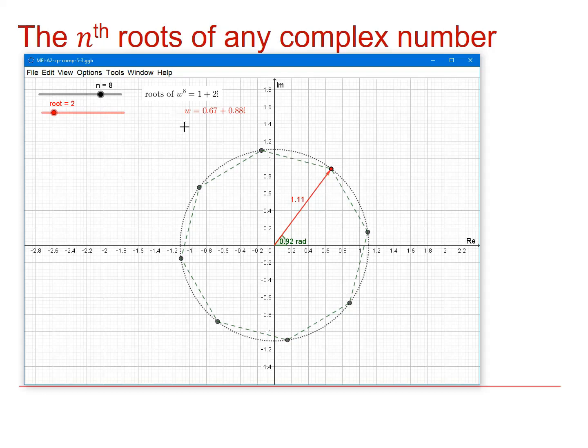So our technique is to find the modulus and argument of the complex number that we're finding the root of, and then we find the nth root of its modulus. That gives us the circle for each of these roots, and we find 1/nth of its argument plus some multiple of 2 pi by n.